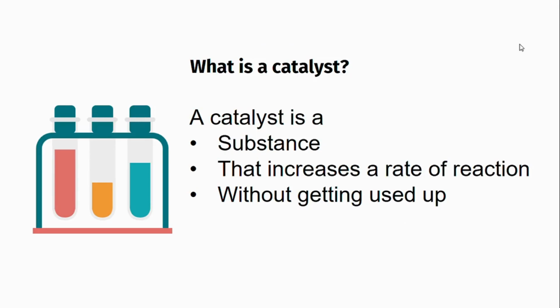What is a catalyst? Here we have 3 points that should be mentioned when defining a catalyst. First of all, it's a substance, a chemical substance, that increases a rate of reaction without getting used up. Let me just highlight the important points. Here we go. So it's a chemical substance, that is number 1. Number 2, it increases a rate of reaction and it wouldn't get used up when it gets into a reaction.